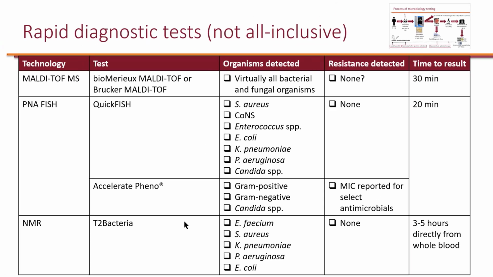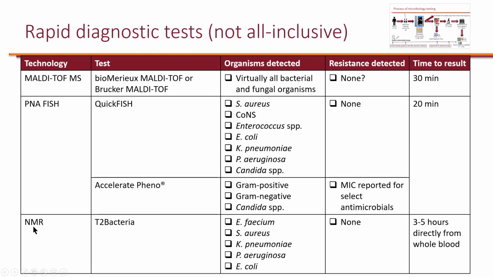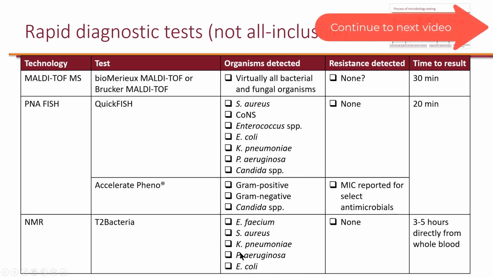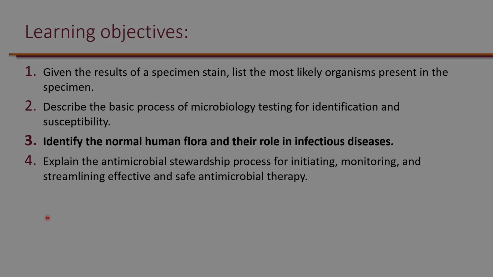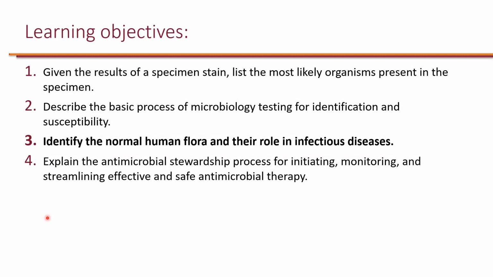So that's the big thing with the NMR technology. It goes directly from whole blood. Now, unfortunately, currently it cannot detect resistance, but it can detect these organisms pretty quickly. We interpreted the results of a specimen stain to list the most likely organisms present in the specimen. We described the basic process of microbiology testing for identification and susceptibility.